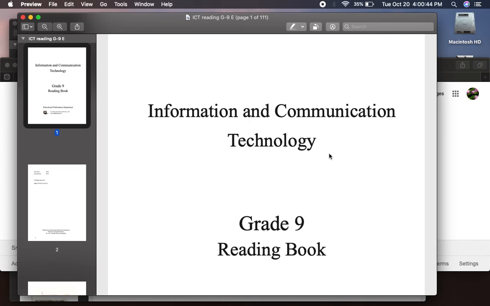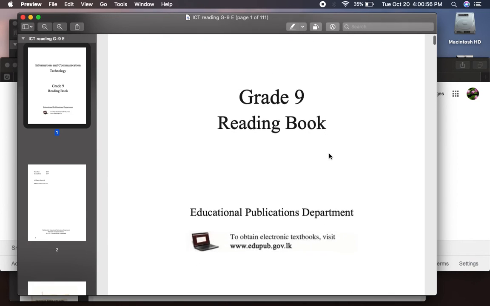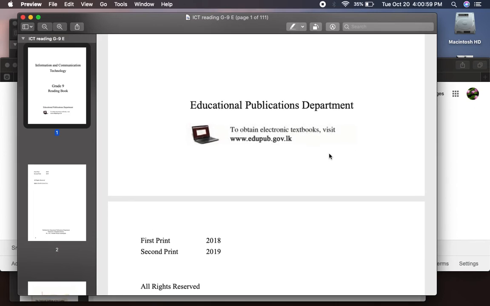So this is the first of those short clips which I hope would help you to better understand the school syllabus. These books can be obtained electronically through the link shown on your screen. It's www.edupub.gov.lk, and I believe this is the second print from 2019 for the new syllabus introduced in 2016, I think.